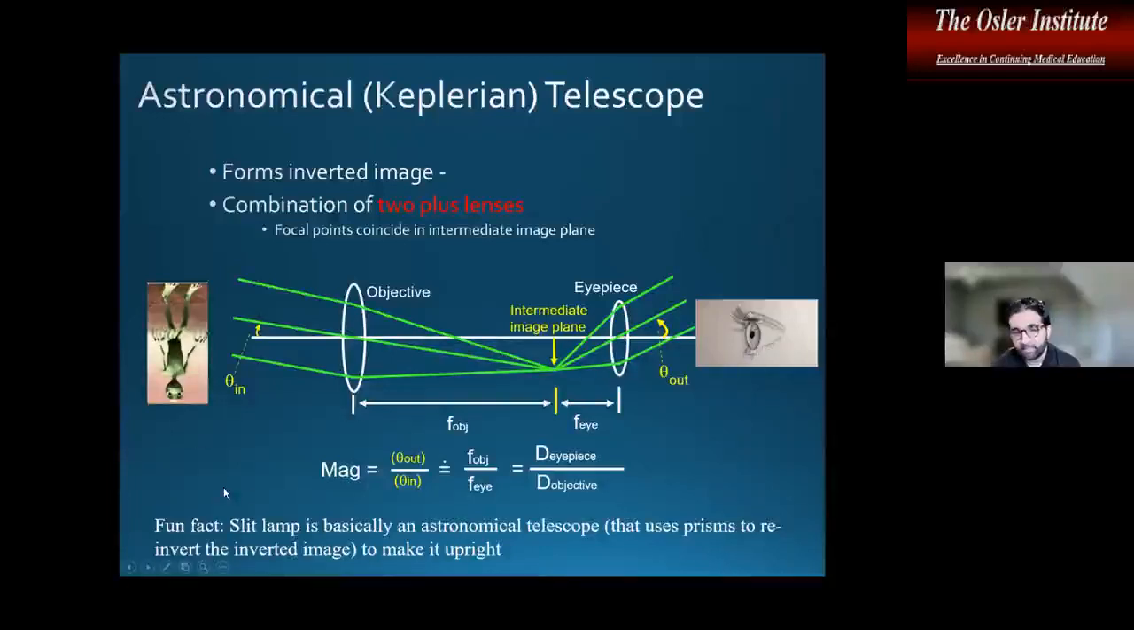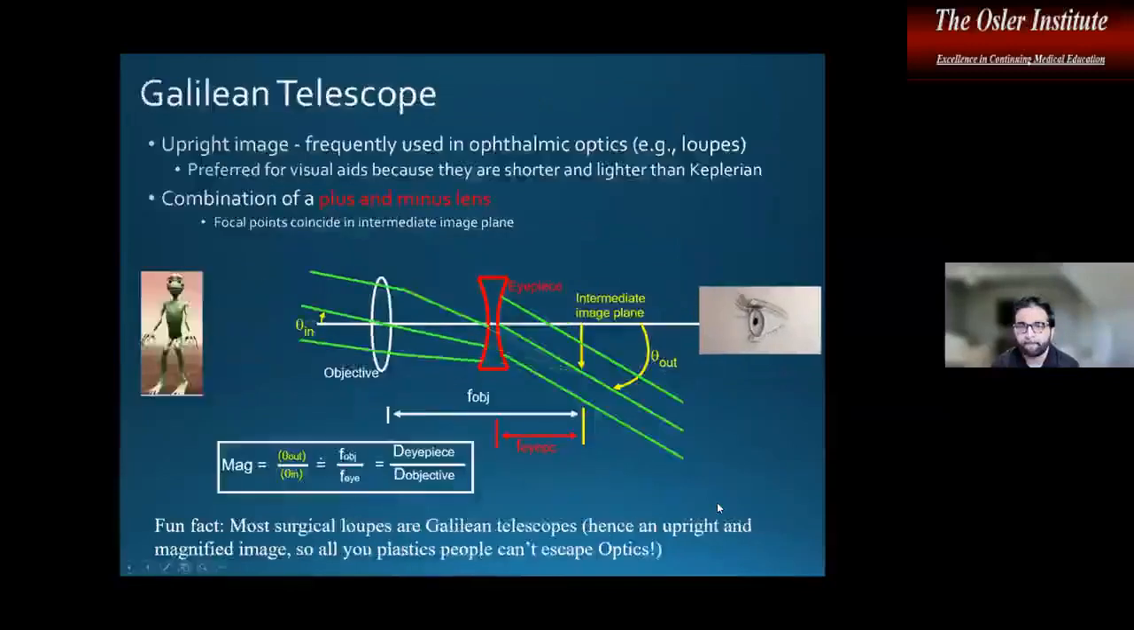Okay. Fun fact: the slit lamp is basically an astronomical telescope, but it actually has a re-inverting prism, which is known as a Porro-Abbe prism, which then re-inverts the image in order to get an upright image. So those of you who are like, I don't want to know about telescopes, well, every time you use a slit lamp, we are using an astronomical telescope.